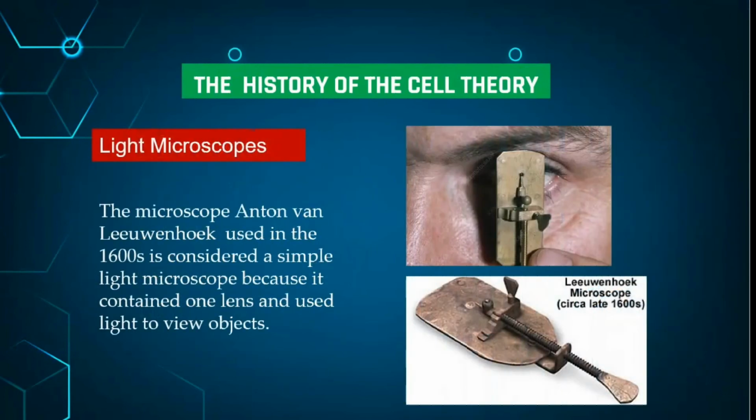Light microscope. The microscope Anton van Leeuwenhoek used in the 1600s is considered a simple light microscope because it contained one lens and used light to view objects. And yes, what you observe in the photograph is a microscope.